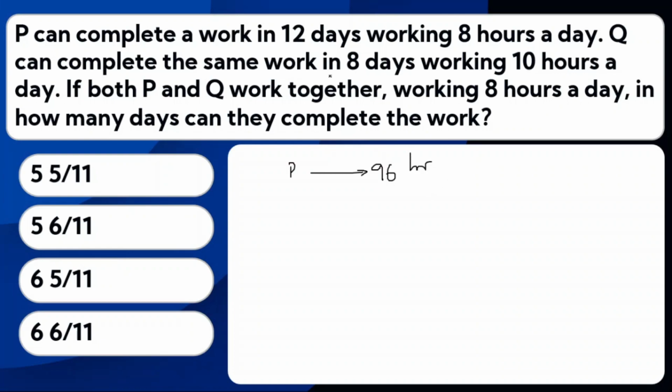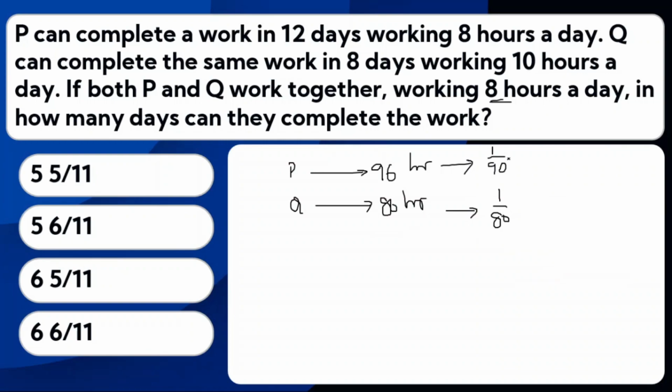And Q can complete the same work in 8 days working 10 hours a day, such that Q can complete the work in 80 working hours. Why? Because per day he is doing 10 hours and 8 days required. So total 80 working hours. Per 1 hour, Q will complete 1 by 80th of the work.